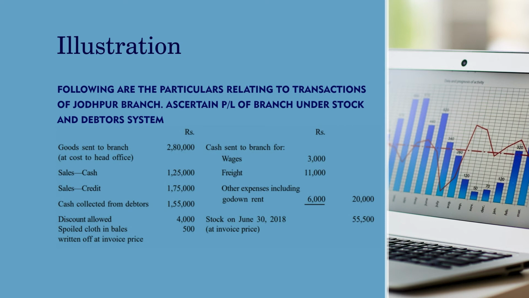The information is: goods sent to branch 2,80,000, cash sales 1,25,000, credit sales 1,75,000, cash received from debtor 1,55,000, discount allowed to debtors 4,000, and spoiled clothes in bills 500 written off at invoice price, cash sent to branch for wages 3,000, freight 11,000, other expenses 6,000. So total of these three will be 20,000. This is the amount of closing stock at invoice price 55,500.